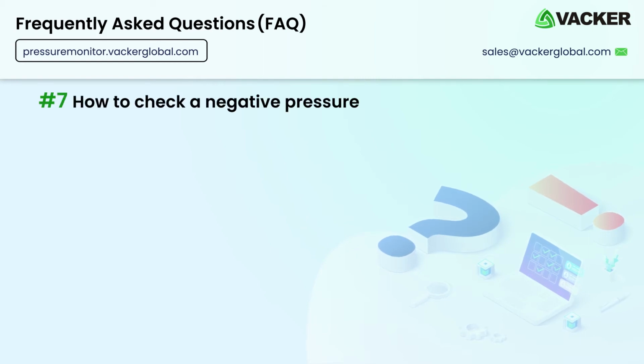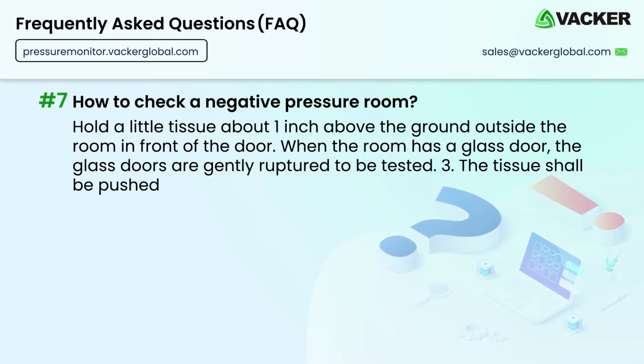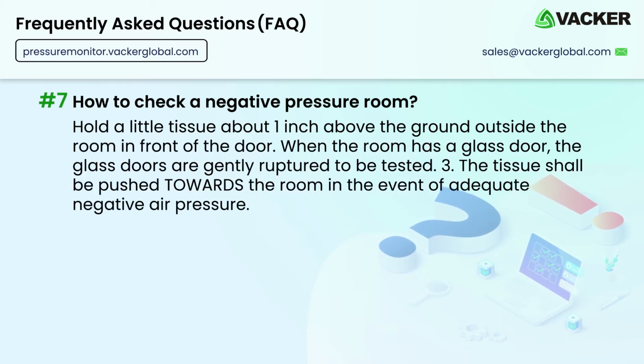How to check a negative pressure room. One, hold a small tissue about 1 inch above the ground outside the room in front of the door. Two, when the room has a glass door, the glass doors are gently ruptured to be tested. Three, the tissue should be pushed towards the room in the event of adequate negative air pressure.